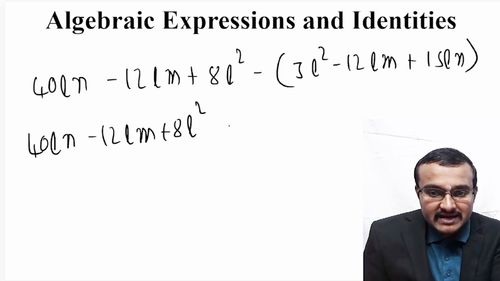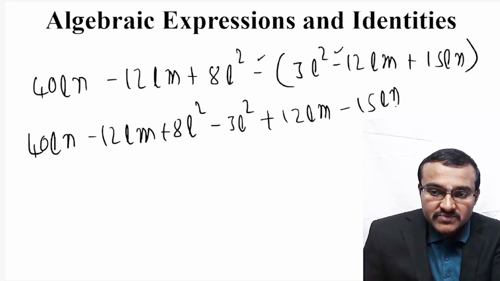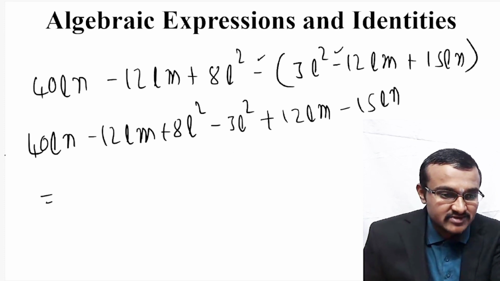When you remove the bracket, minus into 3l square will be minus 3l square. Minus into minus, here minus is there, inside the bracket minus is there, so minus into minus will be plus 12 lm. Minus into plus will be minus 15 ln. So now you can solve this algebraic expression.